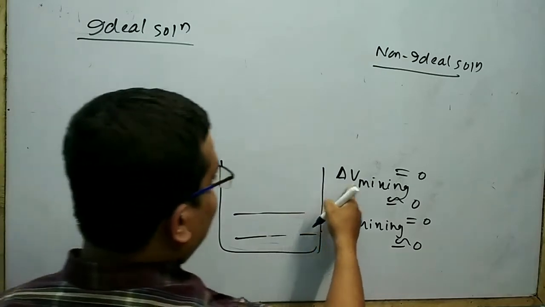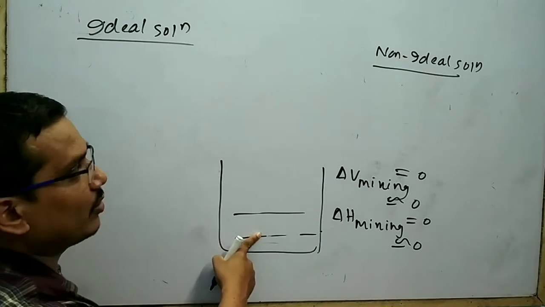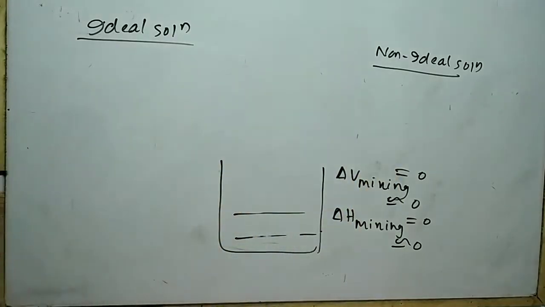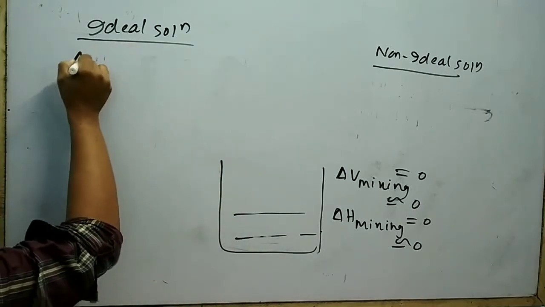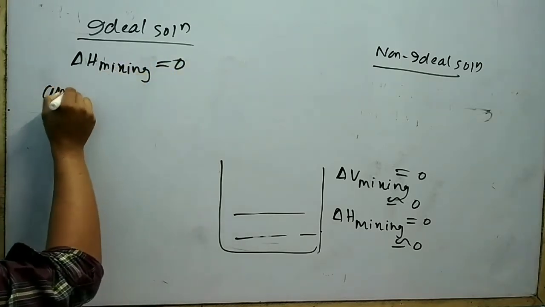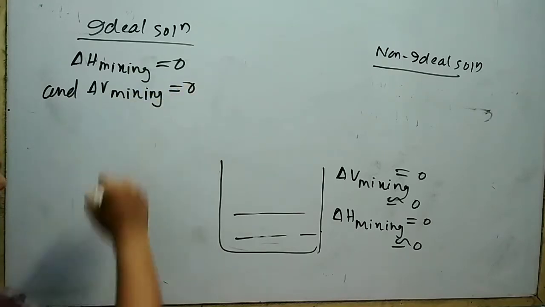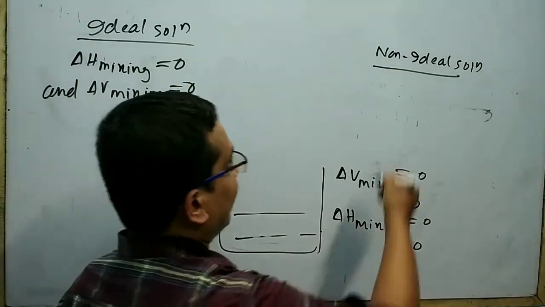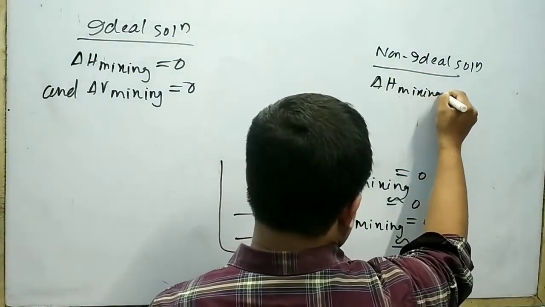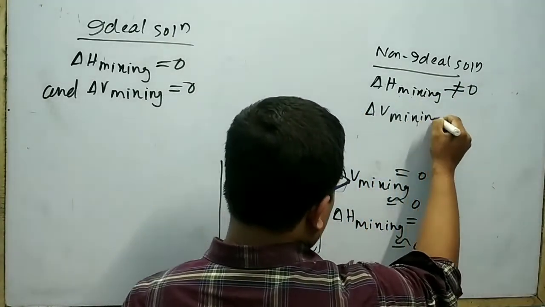If the del V mixing and del H mixing of the solution are not equal to 0, then that solution is called non-ideal solution. That means in ideal solution, del H mixing equals 0 and del V mixing also equals 0. In case of non-ideal solution, del H mixing is not equal to 0, del V mixing is also not equal to 0.